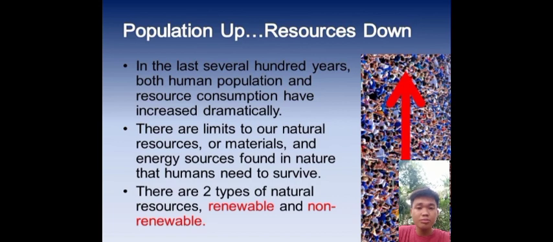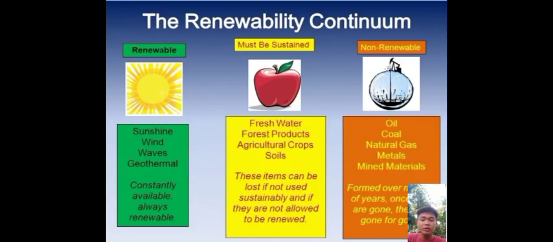The next is population up and resources down. In the last several years, 100 years, both human population and resource consumption have increased dramatically. There are limits to our natural resources, the material and energy resources found in nature that humans need to survive. There are two types of natural resources, renewable and non-renewable. This is the example, the renewability continuum.